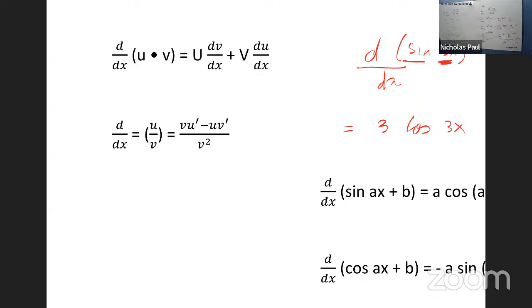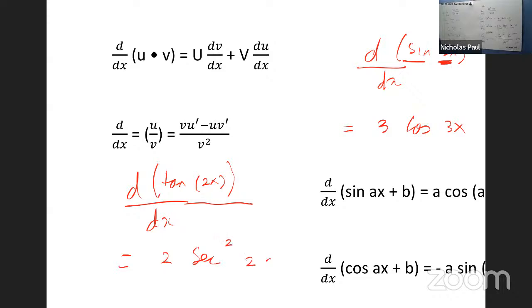Since you're doing tan, let's see if we do tan for the first time. What's the differential of tan 2x? Nice. The differential of tan 2x will be 2 sec squared 2x.